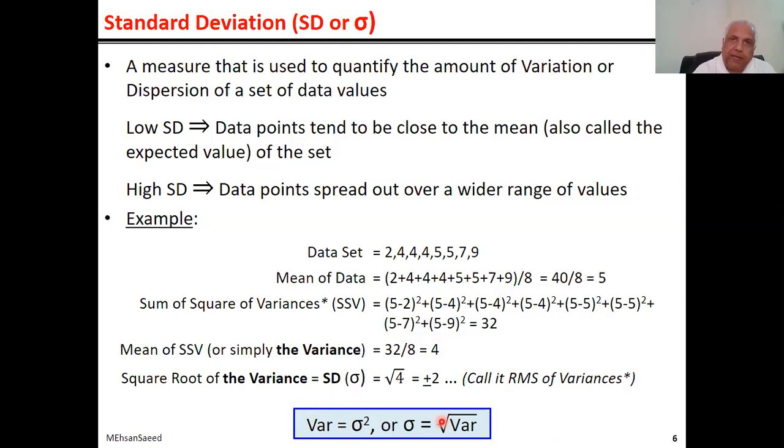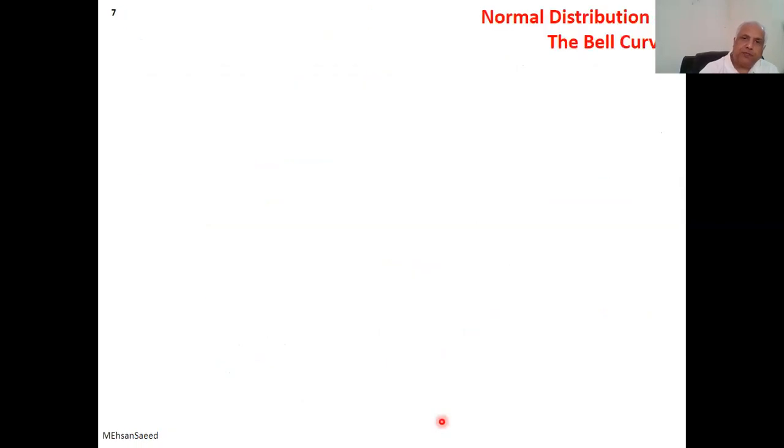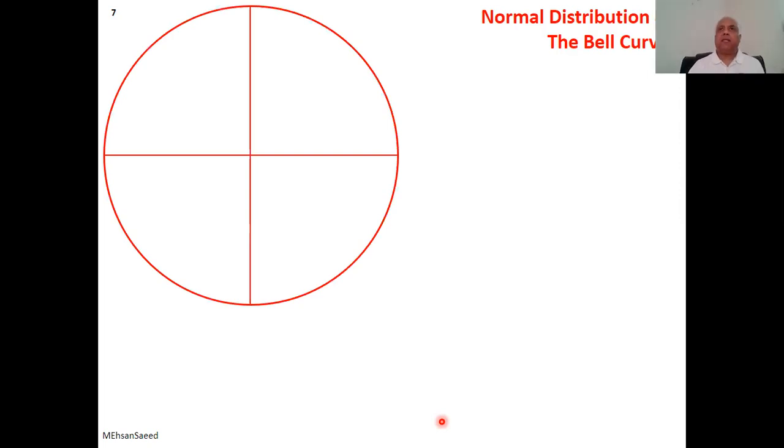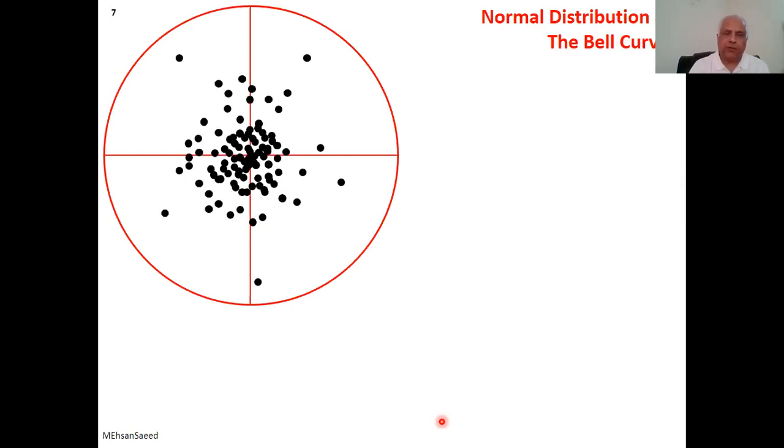Now we come to a very important concept in control charts, the concept of normal distribution and the bell curve. Let's say you are given a target, a gun, and 100 bullets to shoot at this target. You could be a professional, you could be a novice, you could be an amateur shooter, doesn't matter. You are given one gun, 100 bullets and this target, and you carry out a shoot. And you expect this sort of performance.